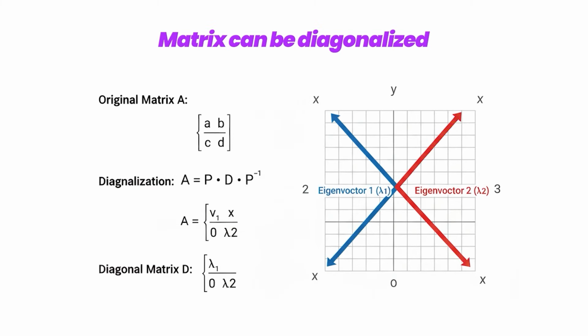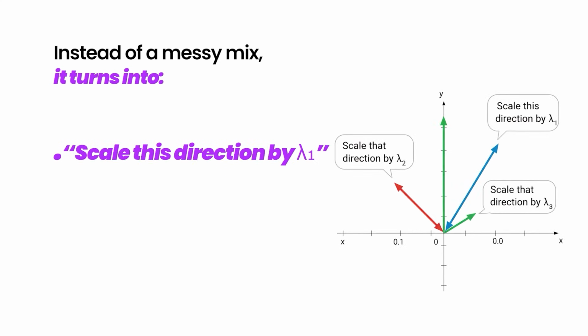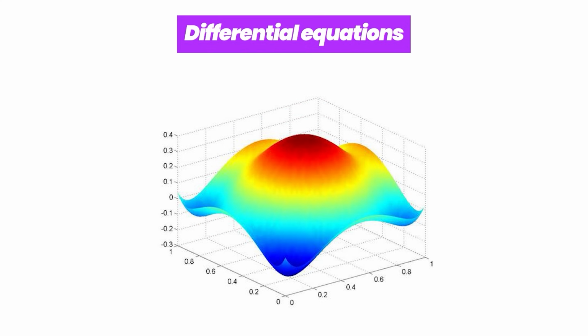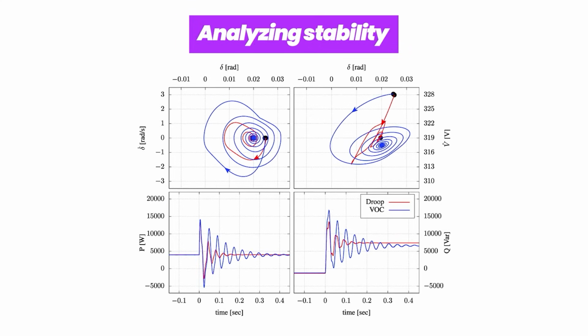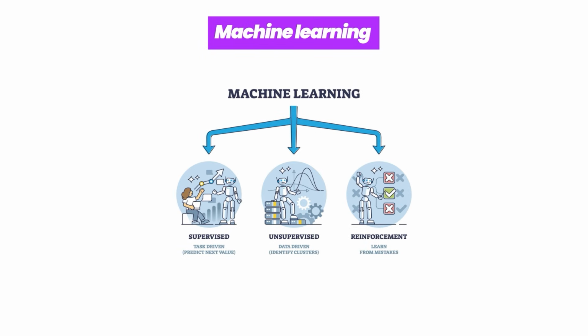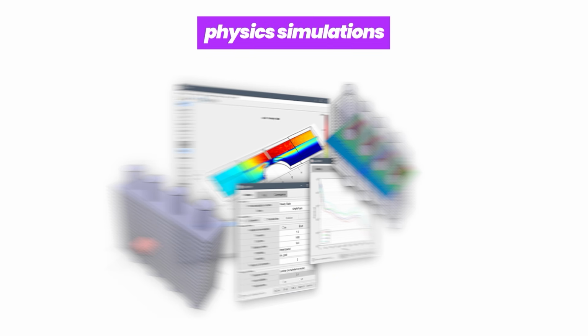Sometimes a matrix can be diagonalized. That means there's a special basis in which the matrix becomes super simple, just a diagonal of eigenvalues. Instead of a messy mix, it turns into: scale this direction by lambda_1, scale that direction by lambda_2, scale the next by lambda_3. This is insanely useful for solving differential equations, analyzing stability in systems, understanding Markov chains, machine learning algorithms, graphics, physics simulations, and more.